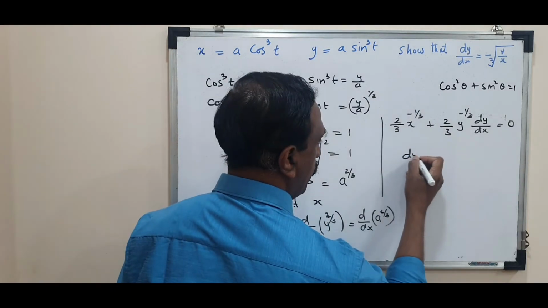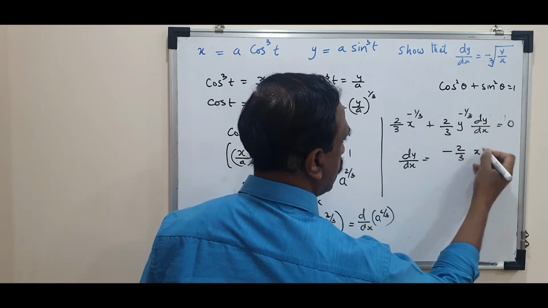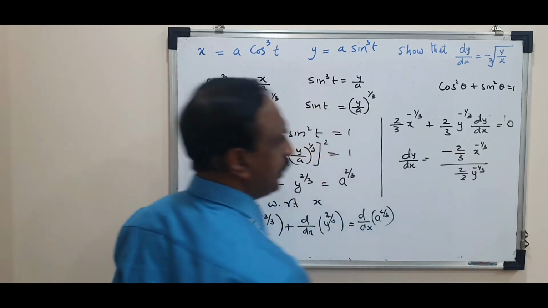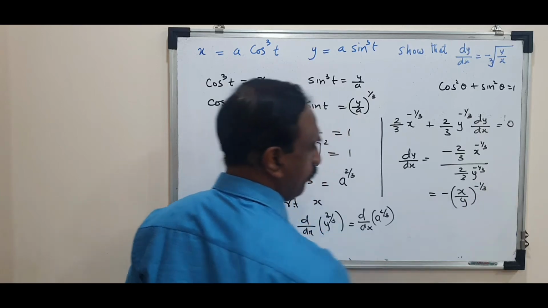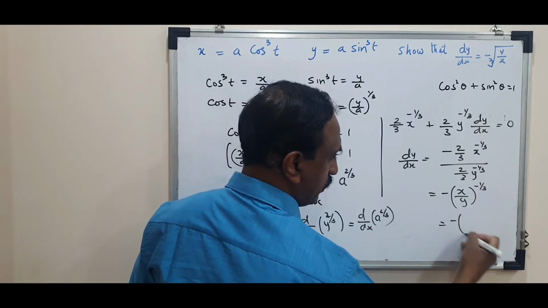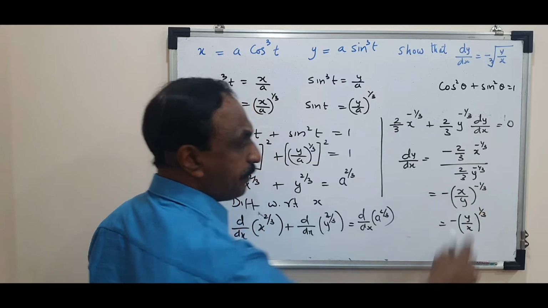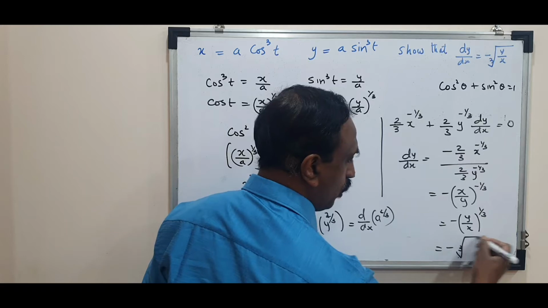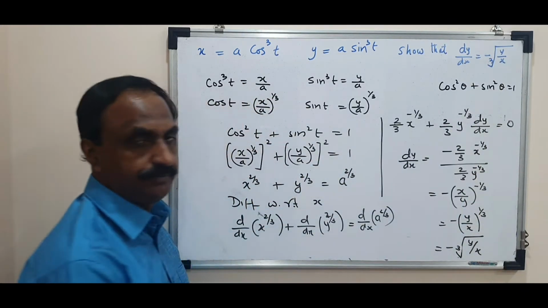So from this, dy by dx is equal to, this goes to the other side, minus 2 by 3 x raised to minus 1 by 3 divided by 2 by 3 y raised to minus 1 by 3. 2 by 3 will get cancelled, minus x raised to minus 1 by 3 upon y raised to minus 1 by 3. But I want the power to be positive. So minus y by x raised to 1 by 3. You know that a negative power can be made positive by taking the reciprocal. So this can be written as minus cube root of y by x. So minus cube root of y by x, that's what is your answer.